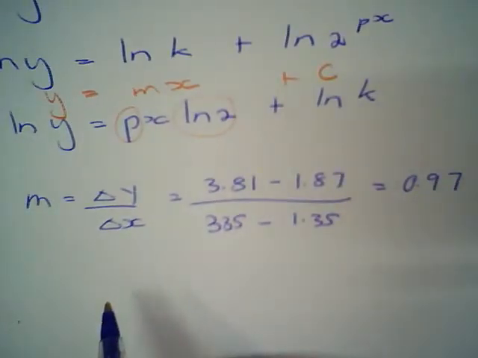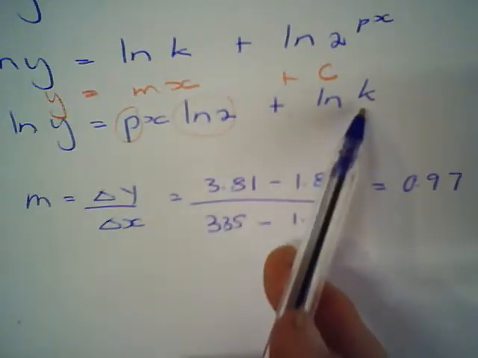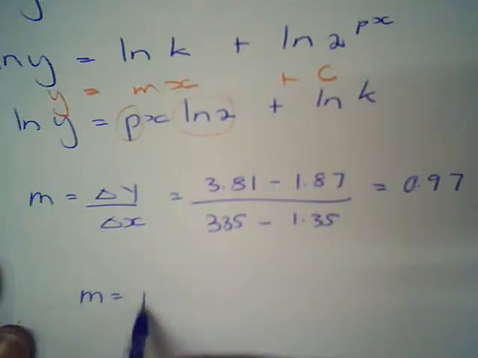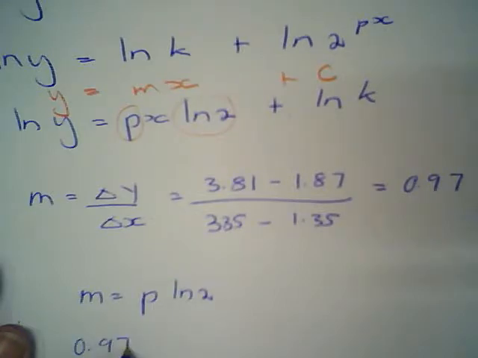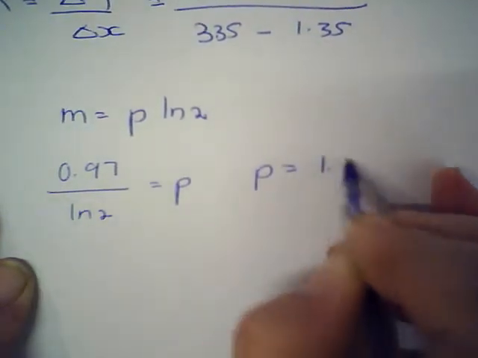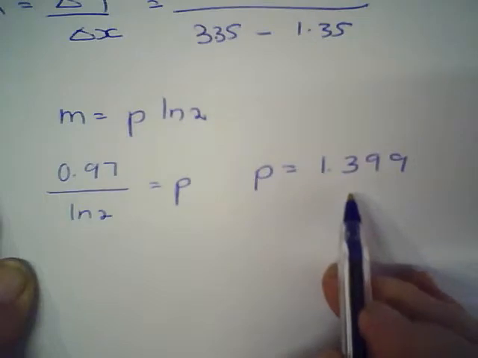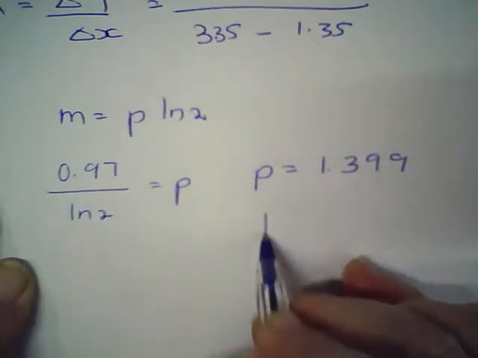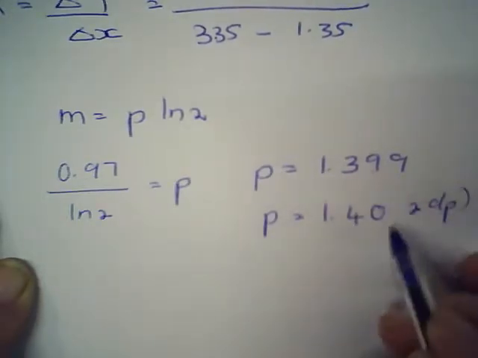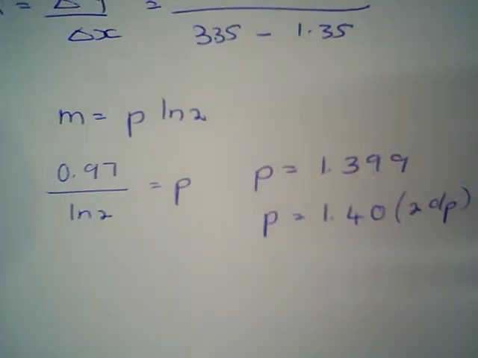Now they ask us to find p and k. P, I can find that because m is p natural log 2. So I have 0.97 divided by natural log 2, that would give me p. And we have p equals 1.399, and we need to write it correct to 2 decimal places, so p would be 1.40, correct to 2 decimal places. Okay, good. So we are happy that we found p.